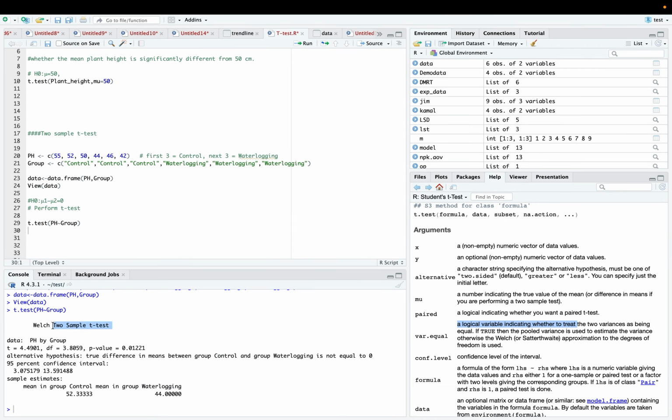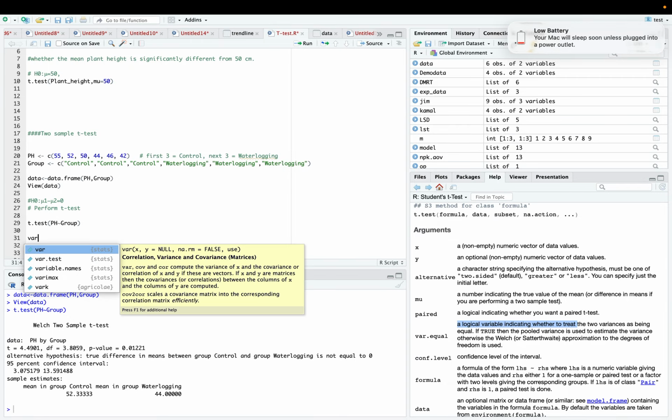This shows the Welch two sample t-test. This is not the typical Student t-test. It says Welch two sample t-test. Why? First let me explain it. Welch's t-test is used when the variances are not equal. How will you check? Let's check the variances.